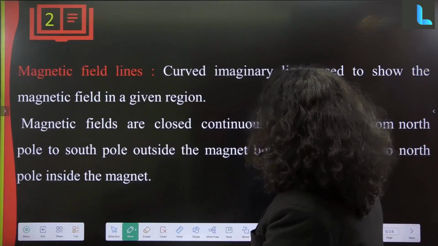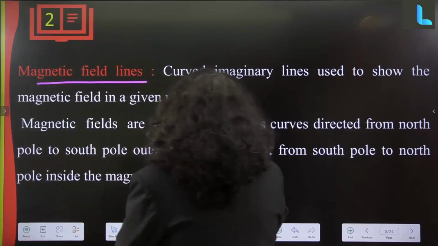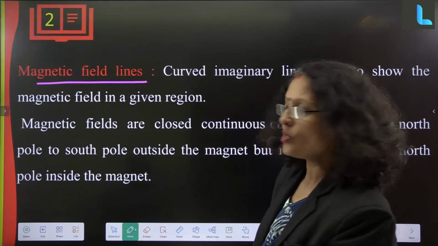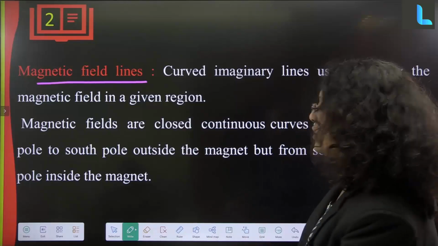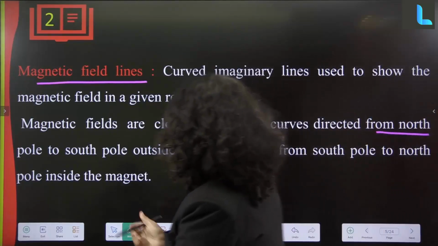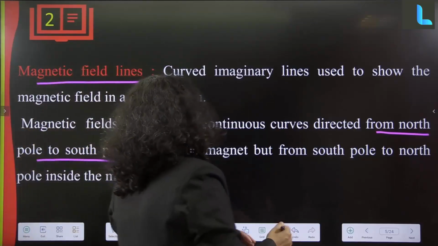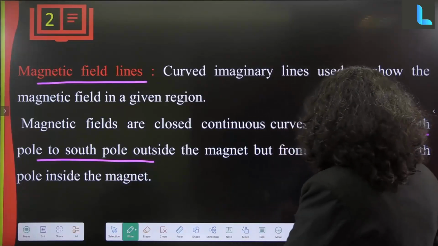Now magnetic field lines. How will magnetic field lines be? They are curved imaginary lines to show the magnetic field in a given region. Magnetic field lines are closed continuous curves directed from north pole to south pole. You should remember: north pole to south pole outside the magnet, but south pole to north pole inside the magnet. It will be like this.